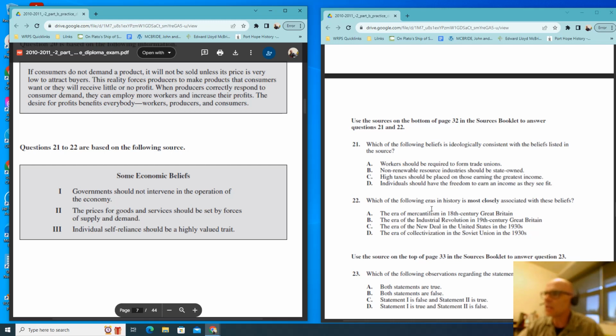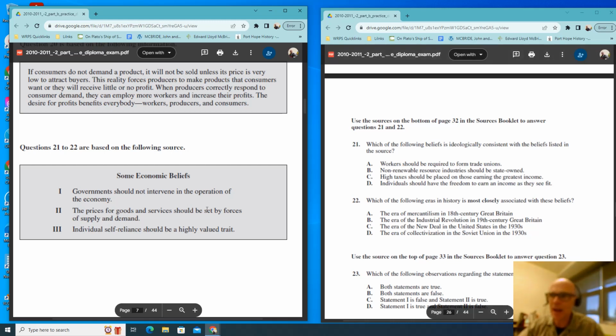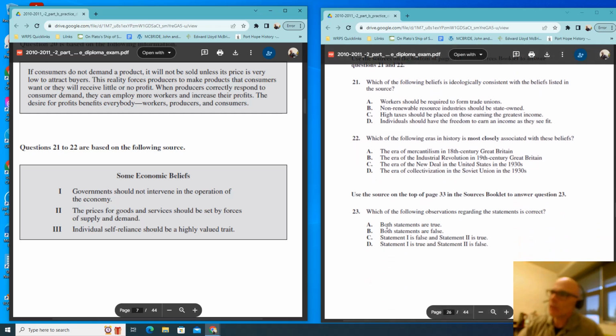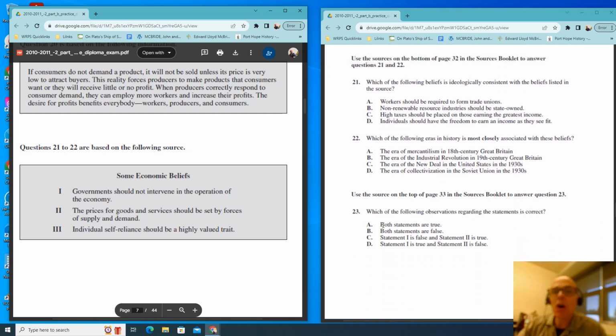Which of the following eras in history is most closely associated with capitalism? Well, it's not the Soviet Union. That's communism. The New Deal is modern liberalism. Mercantilism is what capitalism was the antithesis of. When did we see capitalism? During the era of the Industrial Revolution. B. That's kind of a recall question, isn't it? There's nothing on the page that's going to help you with that.